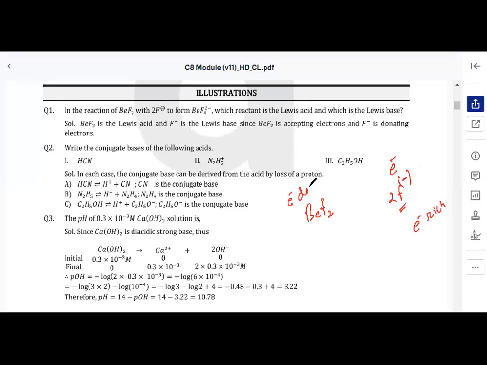How can you say that? Because the octet is not complete. It is a contracted octet. Be has only 2 bonds, so this is electron deficient, poor. So BeF2 is your Lewis acid and F minus is your Lewis base. Got it, everyone? Yes? Okay, very good.